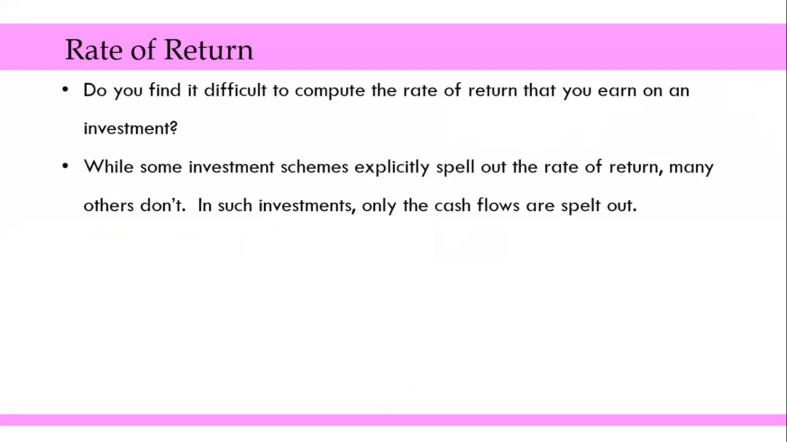Some investment schemes explicitly mention the rate of return offered. For example, if you are investing in the fixed deposit scheme of a bank, the bank advertises or announces the rate of return paid by them on fixed deposit schemes. But there are many investments where the rate of return is not explicitly indicated. In such investments, only the cash flows are spelled out.